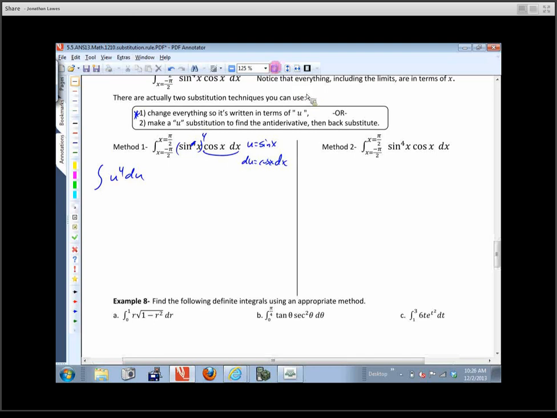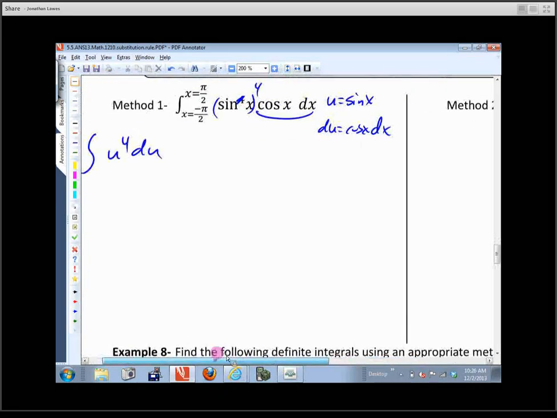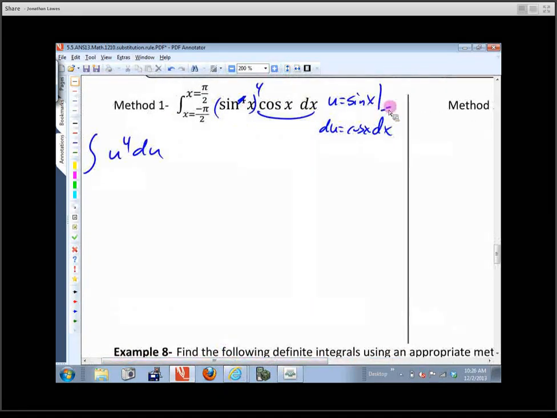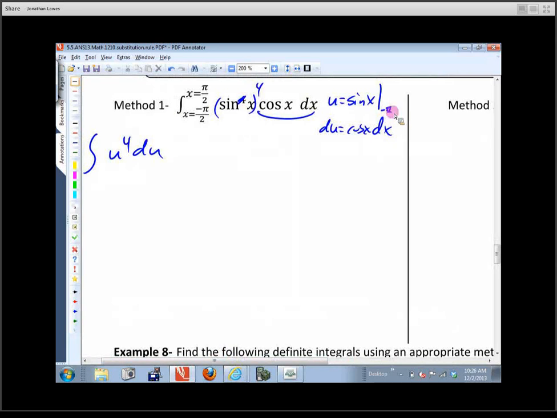So I'm going to take this and evaluate it at the lower limit, negative pi over 2, and at the upper limit, pi over 2, and write down what u equals. If I plug in negative pi over 2, what is the sine of negative pi over 2? Negative 1. And if I plug in pi halves, what is the sine of pi halves? That's going to be 1. So the new lower limit in terms of u would be negative 1, and the new upper limit in terms of u is positive 1.